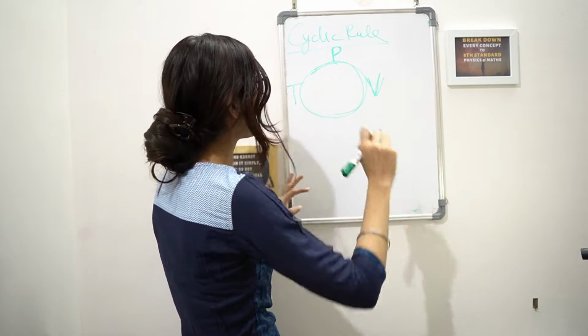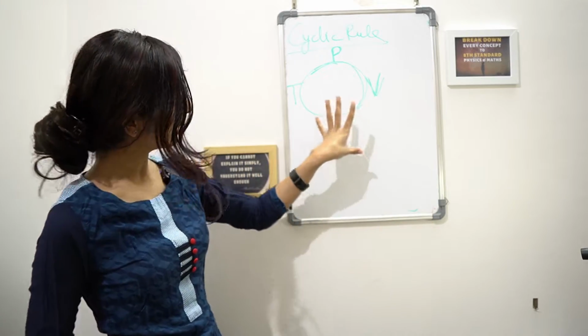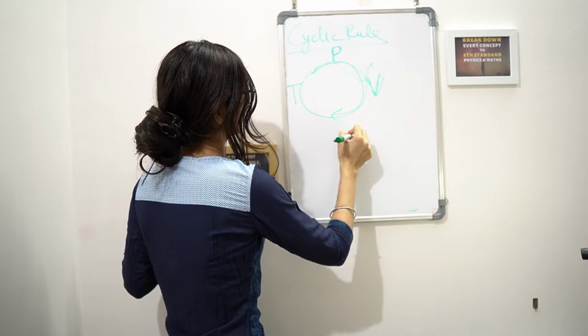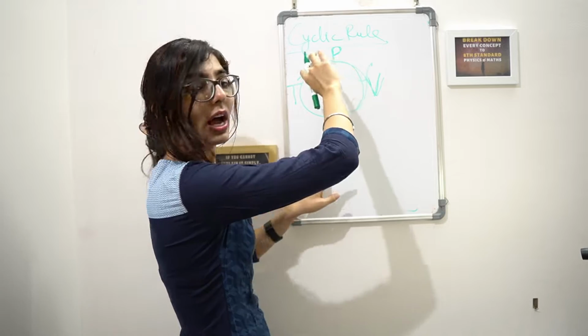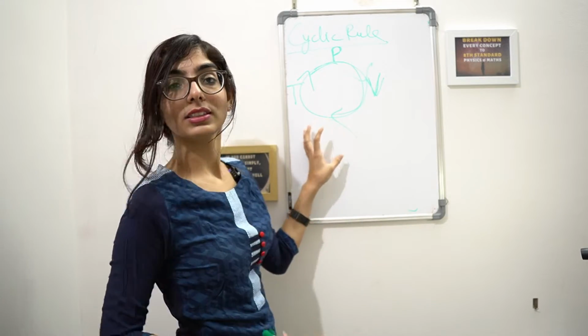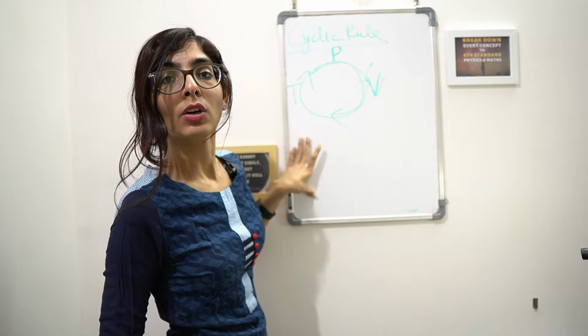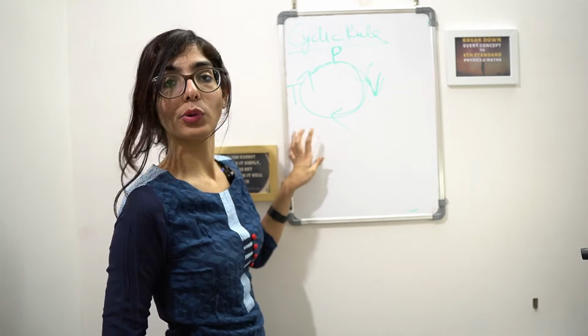PVT, like this. Suppose this is a circle, and if I go clockwise like this, I can write it in this form. This is just one rule, so that you can memorize one formula which I'm just about to write.